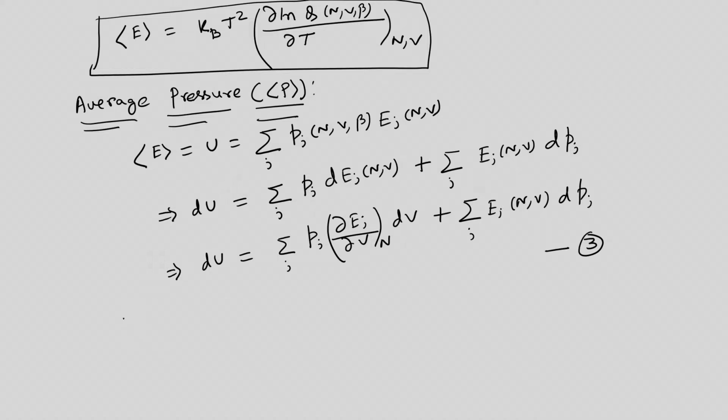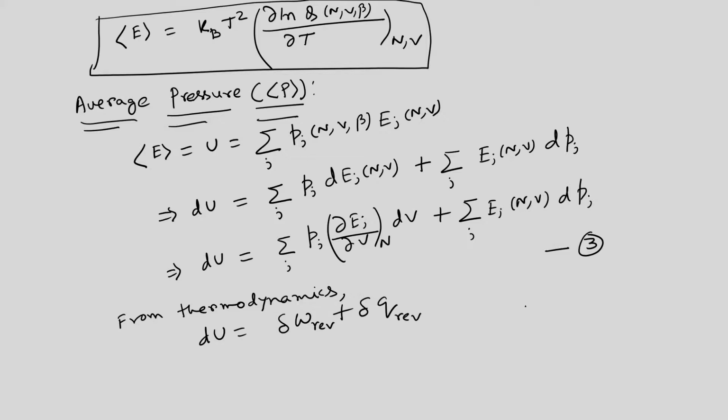Now, if we compare, so from thermodynamics, we know dU is del W plus del Q. And if the process is a reversible one, you can write del W reversible and del Q reversible. And we can further proceed and write, we know del W is minus P times dV, plus del Q reversible.